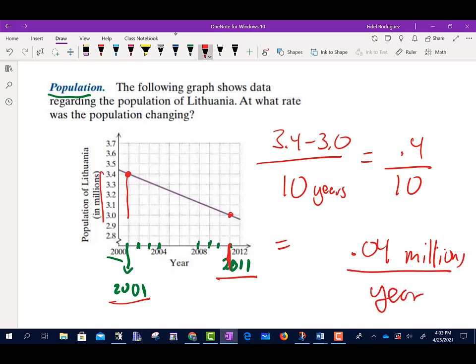Now, the one thing I want to emphasize is, look at the line. That line is going downward, right? So what I'm actually going to do here is put a negative. This means that it's dropping by 0.04 million people every year, right? Because the population of Lithuania was going down, okay?